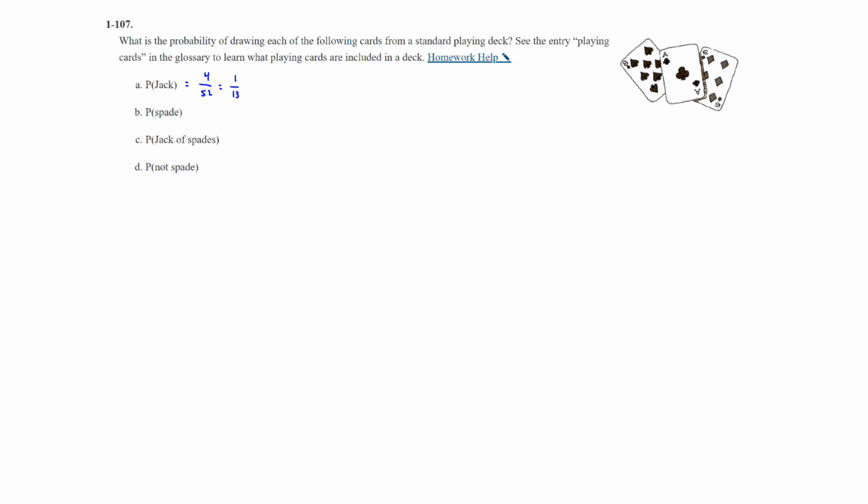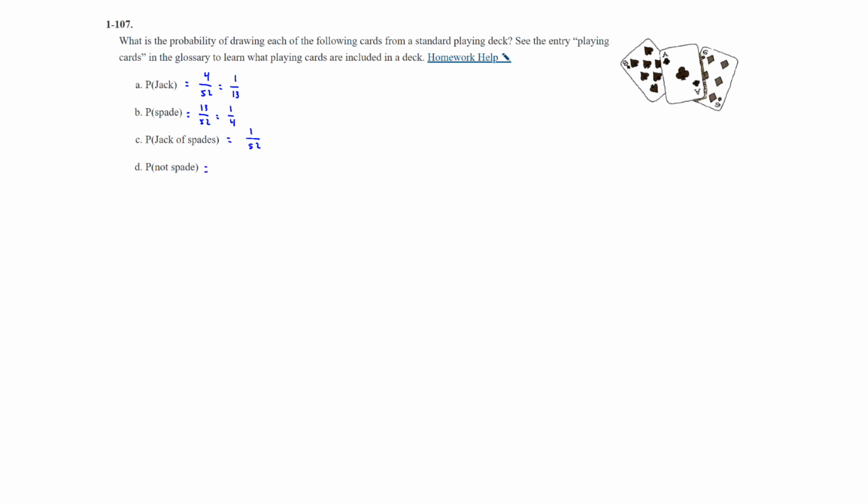The spade, as I said, there's 4 suits, so that means there's a total of 13 spades in a deck. So 13 out of 52 would reduce to 1/4. The probability for pulling out a jack of spades: there's only 1 jack of spades in every single deck, so on this one, that's a probability of pulling 1 out of a possibility of 52 cards.